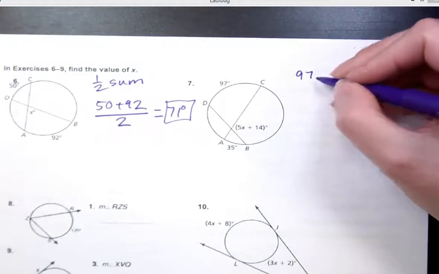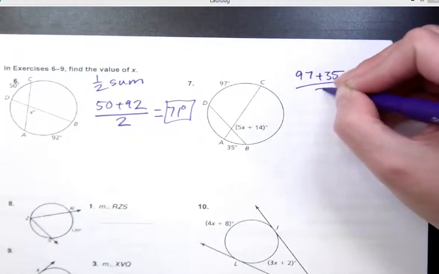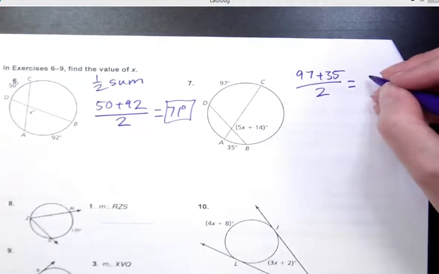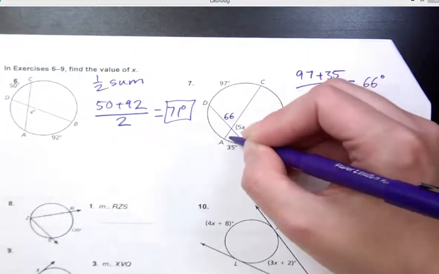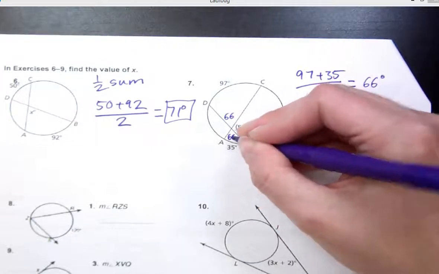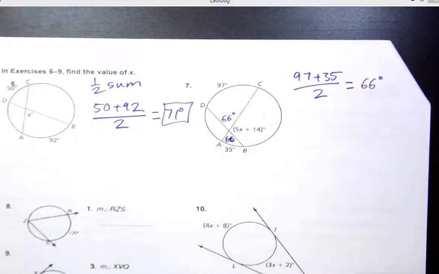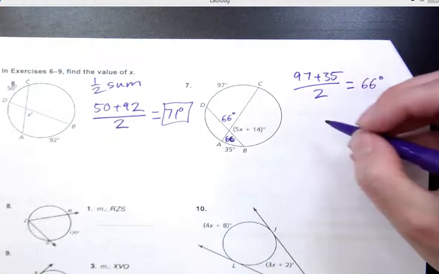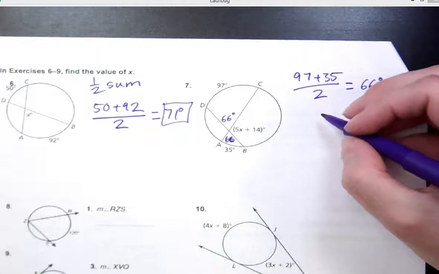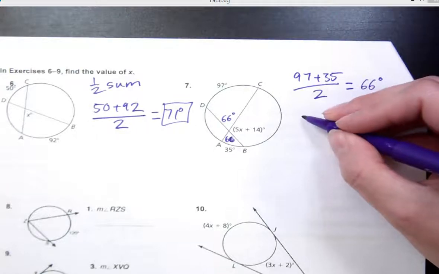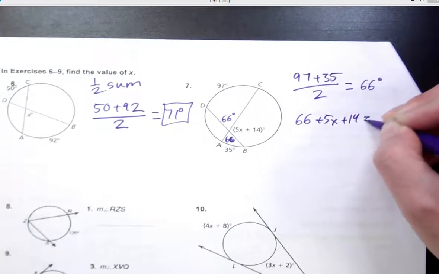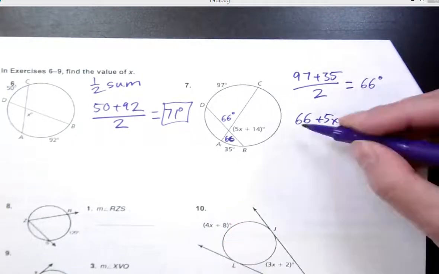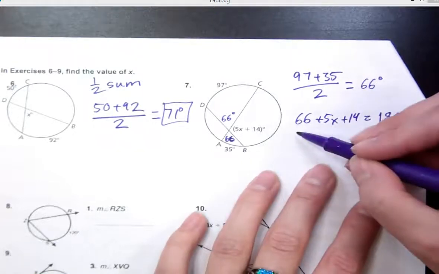So, 97 plus 35 divided by 2 comes out to 66. So I found my angle in the middle, 66 degrees. What can I set up now to make an equation to solve for x? So we could recognize our 66 plus 5x plus 14 equals 180, or someone told me you could subtract the 66 at the beginning, set it up that way.